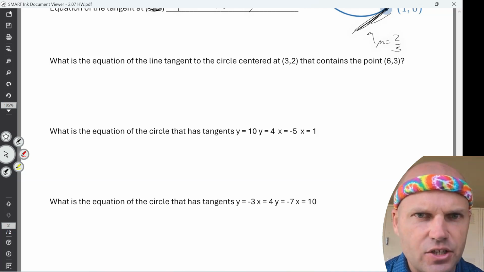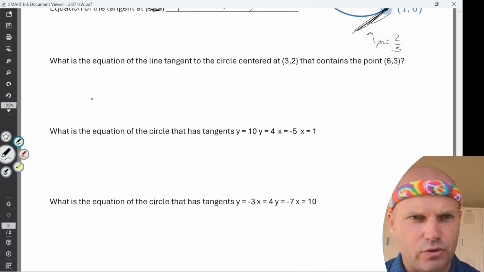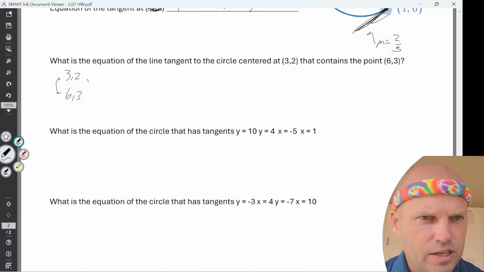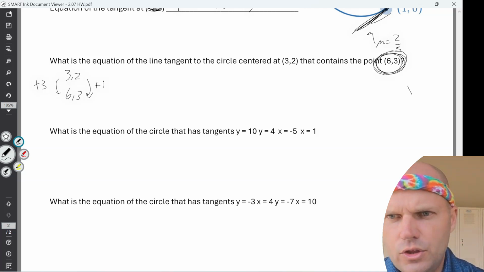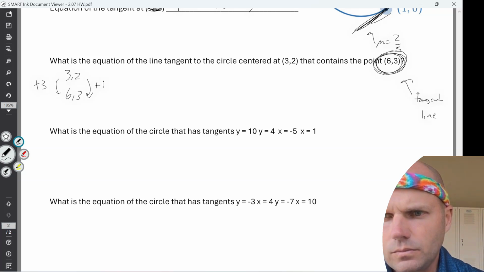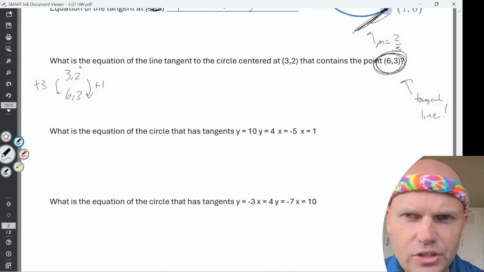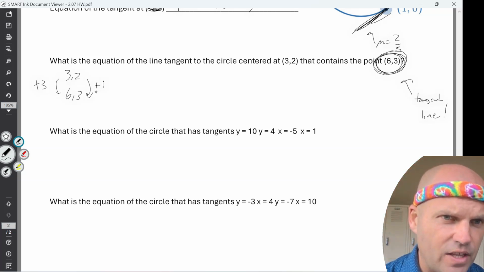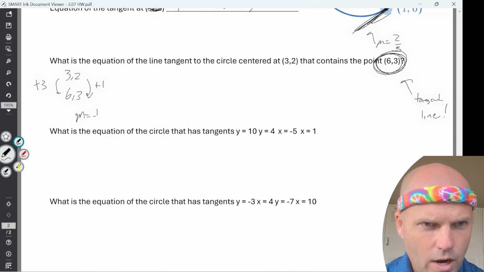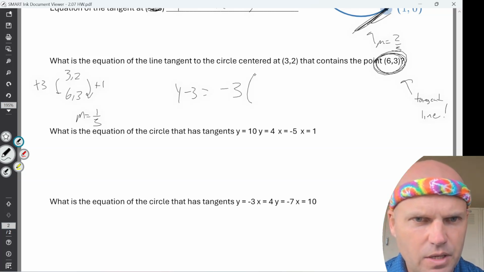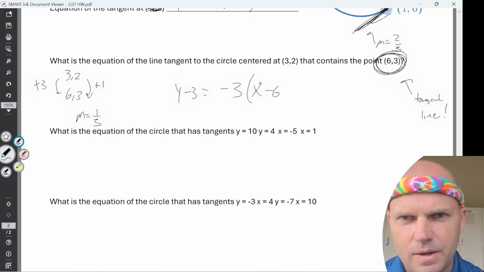What is the equation of the line tangent to the circle centered at 3, 2 that contains the point 6, 3? So really all I need for this is not even the radius, not the equation of the circle. I just need to understand that this point 6, 3 is the point where our tangent line is going to pass through. Cool. I need the slope of this radius that starts at 3, 2 and goes to 6, 3, and I find that the slope is 1/3, y over x, which means the tangent line is going to be y minus 3 equals -3 (x - 6).